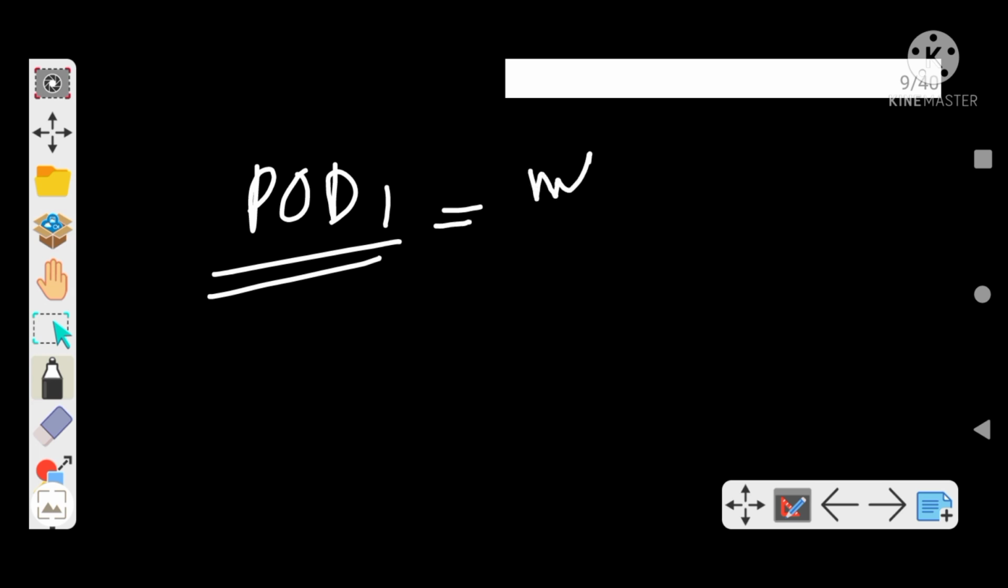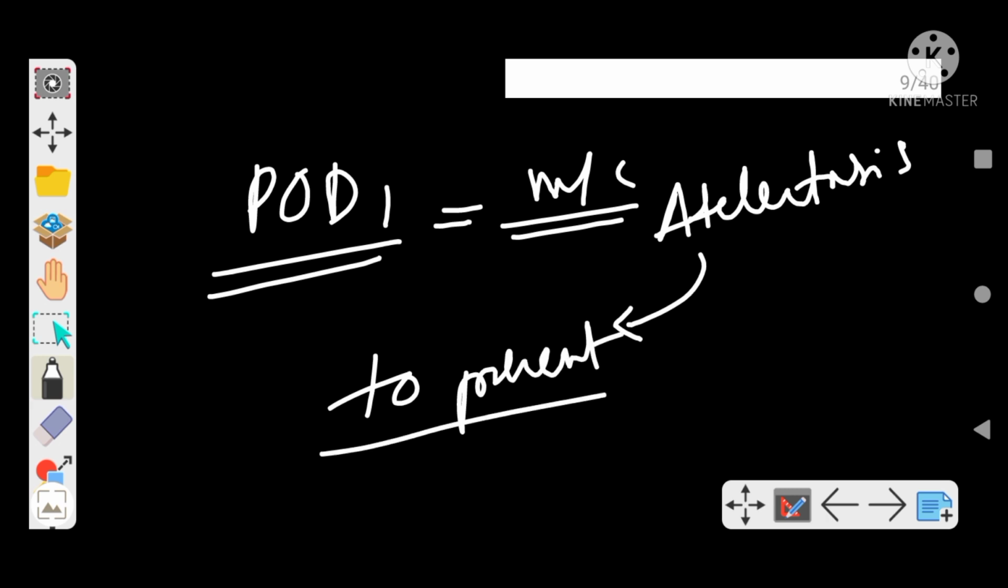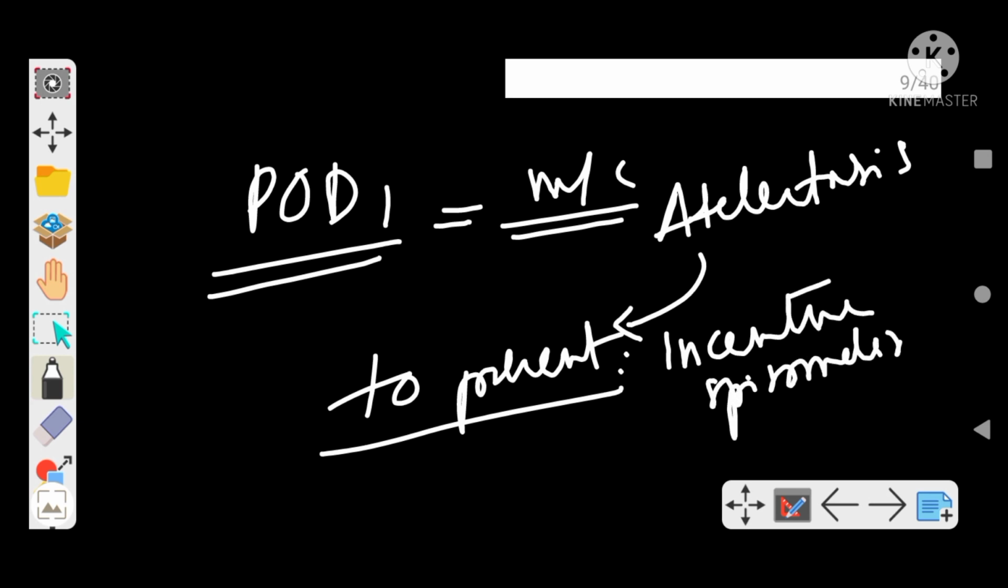On post-op day 1, most commonly we can have atelectasis, and to prevent it, I will tell you the salient points for your exam purpose, you can use an incentive spirometer. So atelectasis is what we can face in post-op day 1, right?